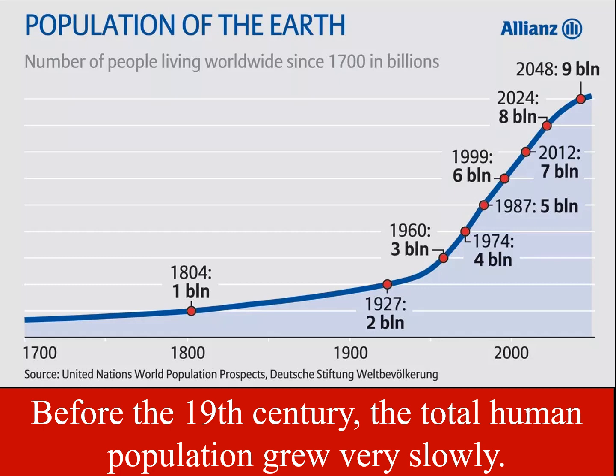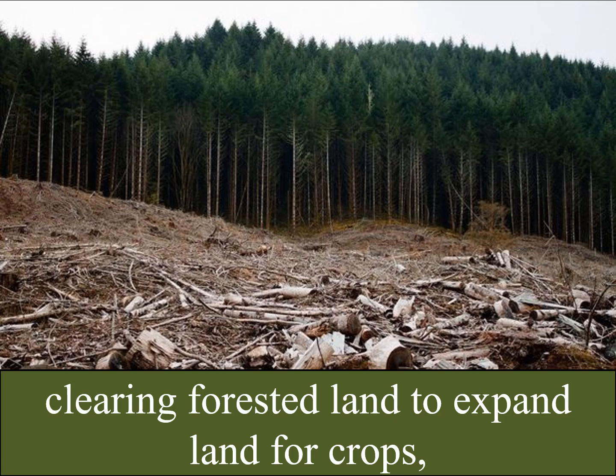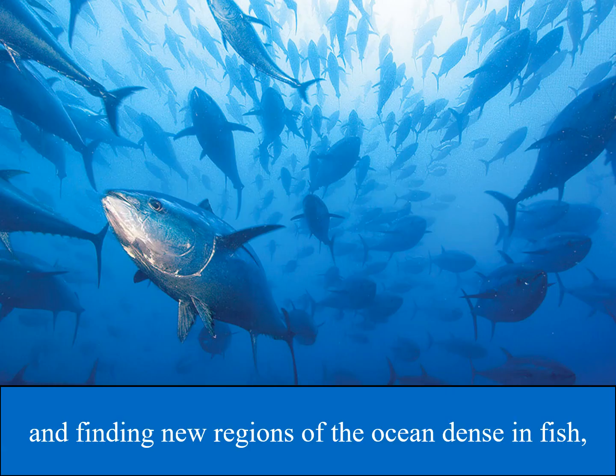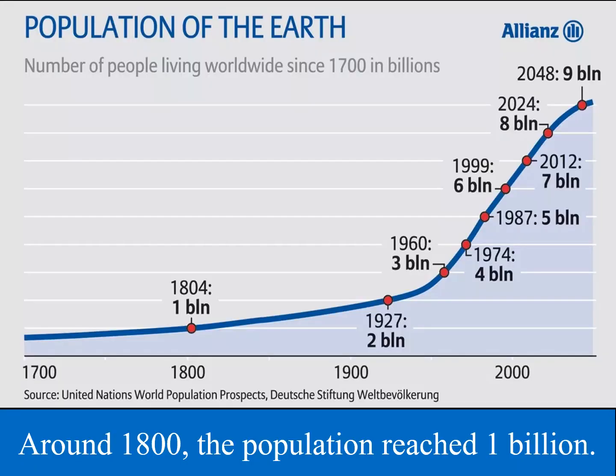As you can see here, we didn't reach 1 billion people until 1804, and today we're well over 7 billion. So we've seen an exponential growth in population since the year 1800. By making small improvements in farming techniques, clearing forested land to expand land for crops, and finding new regions of the ocean dense in fish, people became more efficient at extracting energy from the environment. All of that plus more technological innovations we call the Industrial Revolution. And that's the reason why around 1800 we start to see this rapid increase in population.